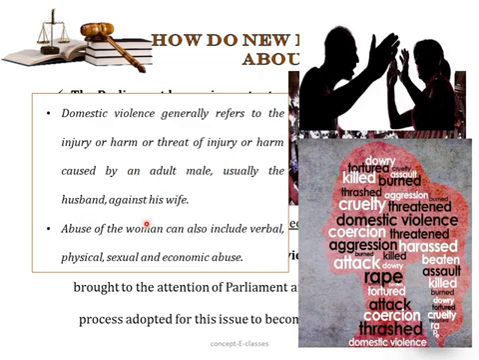And abuse of women can also include verbal abuse, like insults or name-calling, physical abuse if they injure the wife, or sexual or economic abuse, etc. So these all come under domestic violence. So let's understand how the issue of domestic violence was brought to the attention of the parliament.